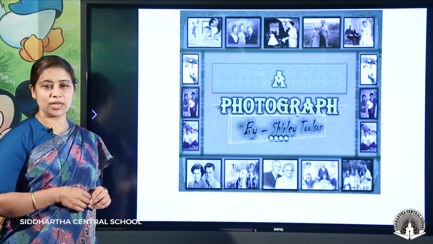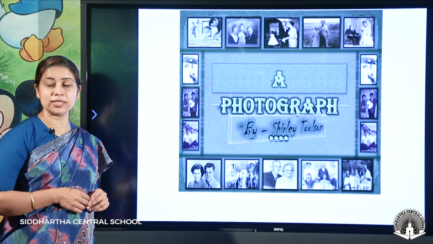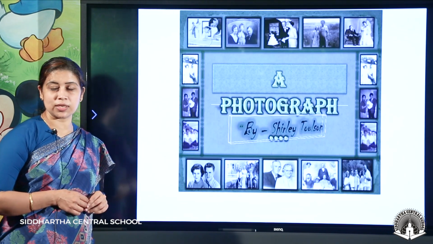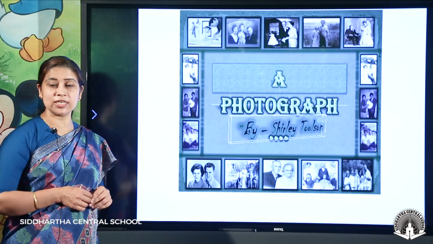Today I am going to take a short poem from the textbook Hornbill prescribed for CBSE plus 1 students. A Photograph, written by the famous English poet Shirley Towson.